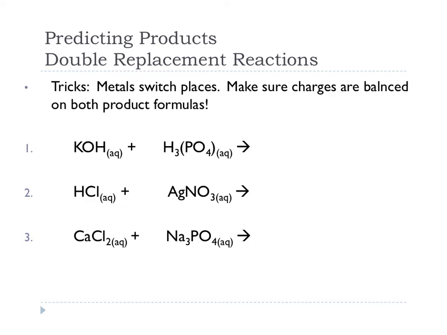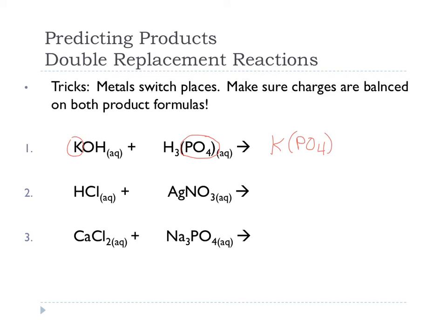Alright, the first one, I'm going to use some color coding to help me. I've got the potassium from the metal from the first compound is going to be paired up with the, in this case, polyatomic ion from the second compound. So we've got potassium paired with the phosphate polyatomic ion.